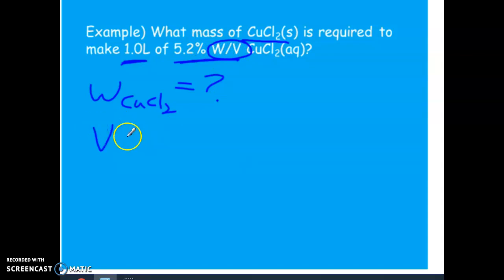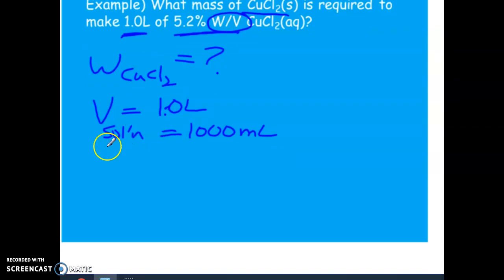So the volume we have, and this is the volume of the solution, is 1 liter. Okay, but you have to recognize we're dealing with percent, so that means that this has to be expressed in milliliters. So we have a percent weight by volume of 5.2%.